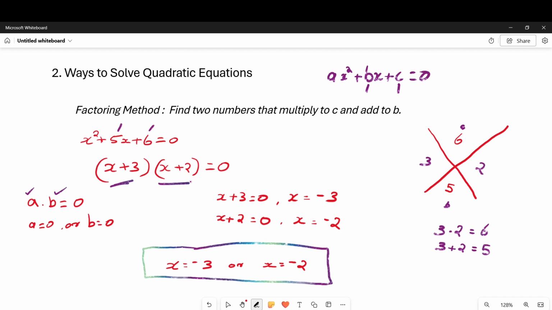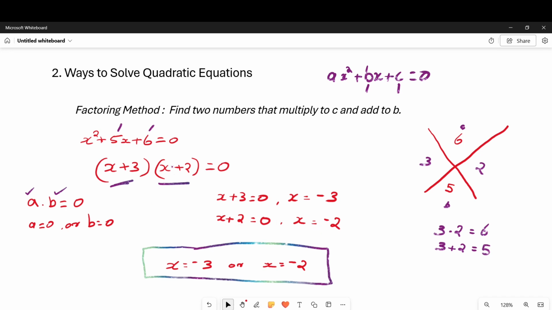If we put x is equal to 3, the left hand side will be 0, because x minus 3 here is 3 minus 3, which is 0. So if one term is 0, then whatever the other term is, no matter, the entire equation will be 0. The same thing applies for x is equal to minus 2.